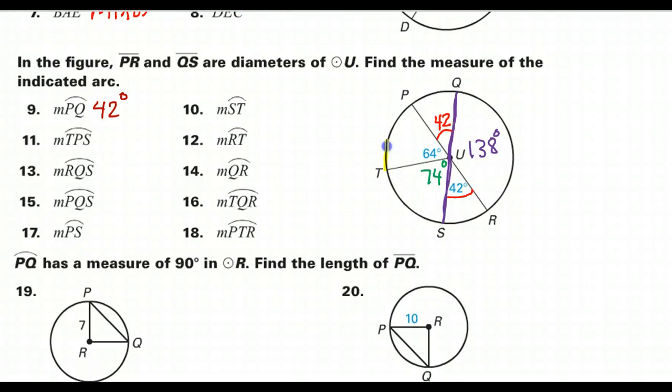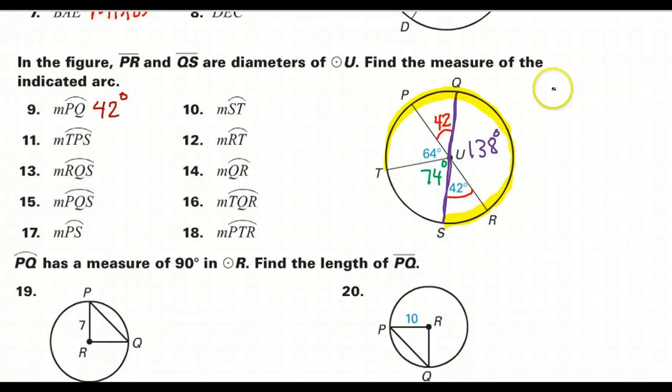TPS, it means I have to start at T, go through P, and go all the way around to S. Alright, I've just highlighted arc TPS, clearly a major arc. So I have two choices, because this is made up of multiple arcs, multiple central angles. I could add up 64 plus 42 plus 138 plus 42. I can add all those up, and that's going to give me the measure of arc TPS.